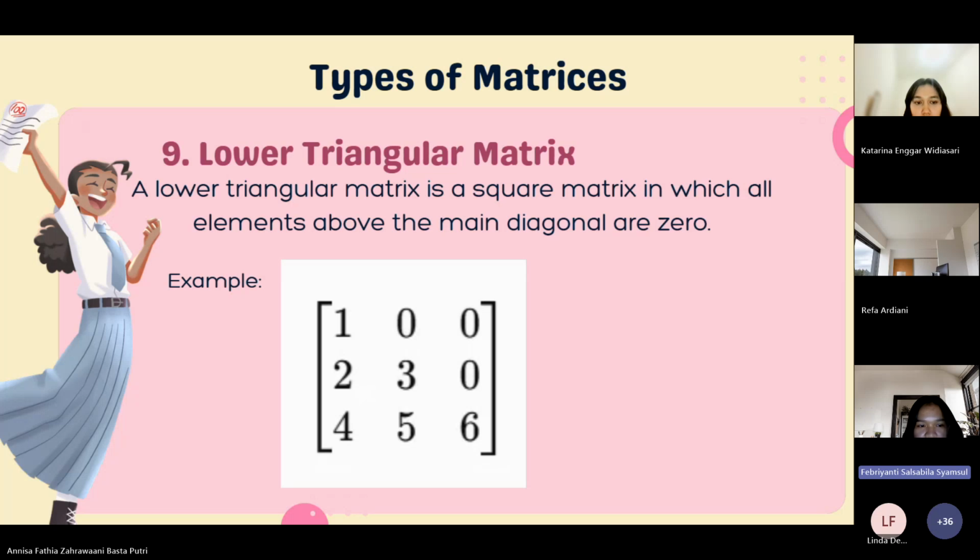The opposite of an upper triangular matrix is a lower triangular matrix. In this matrix, all elements above the main diagonal are 0, while the diagonal and the elements below it may contain non-zero values.